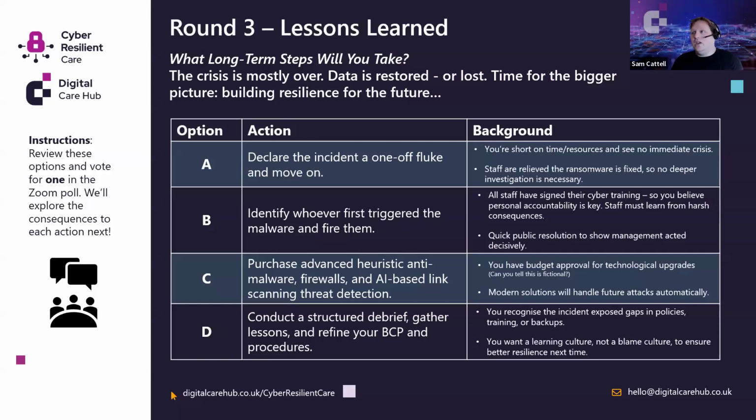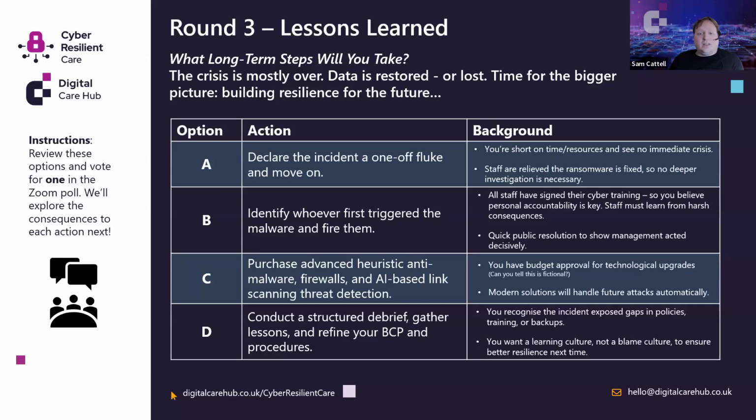So do you declare the incident a one-off fluke and move on? Ostrich. Do you identify whoever first triggered the malware and fire them? Blame. Do you purchase advanced heuristic anti-malware, firewall, and AI-based link scanning threat detection? Do you put all your money in there? Or do you conduct a structured debrief, gather lessons, and refine your business continuity plan and procedures?